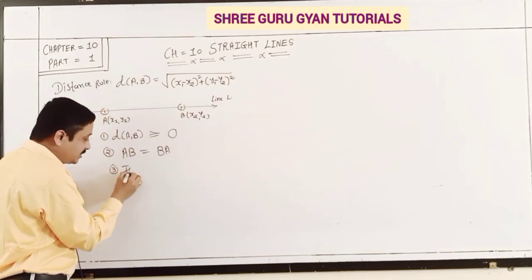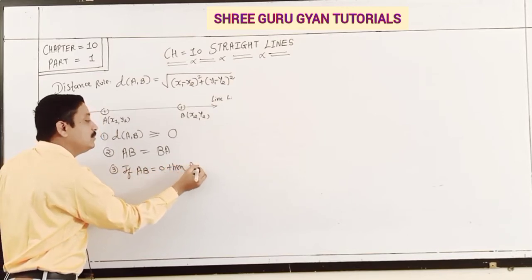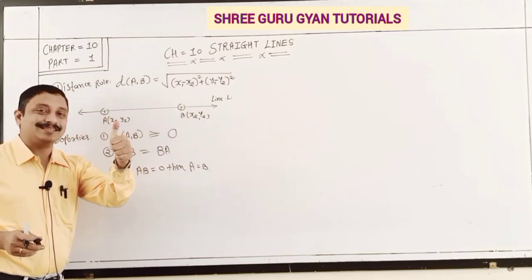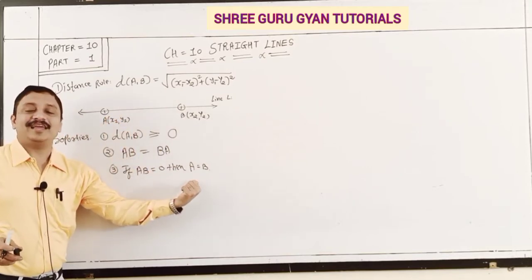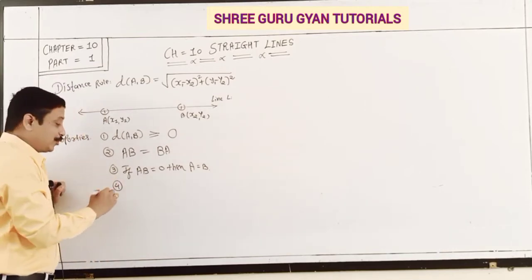Third, if the AB distance is 0, then necessarily your A and B points are exactly in the same place. A and B have no distance. If the distance is 0, then definitely A is equal to B. And the fourth one, this is the main point.